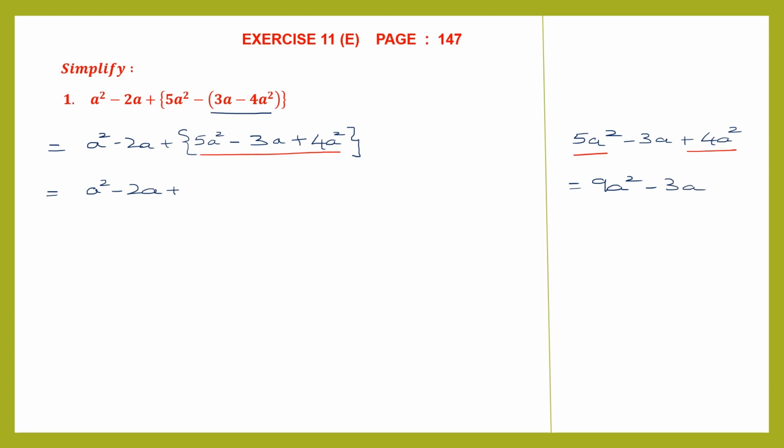So let's write that here. So that will become 9a square minus 3a. Now here also there are like terms. We have a square and 9a square. So that will become 10a square. And then we have minus 2a minus 3a. Signs are the same. Put the same sign and add. It becomes minus 5a. So this is our answer, 10a square minus 5a.